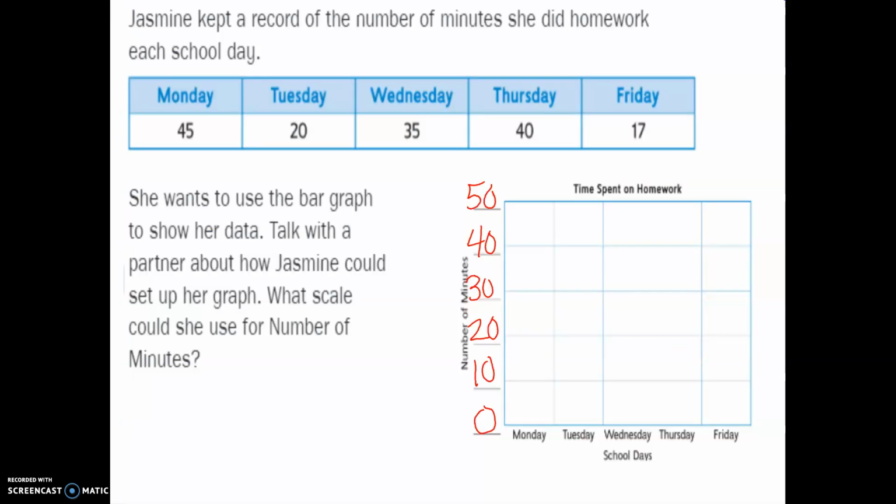Oh, sorry. I apologize for going through those. Let's fill in our bar graph.